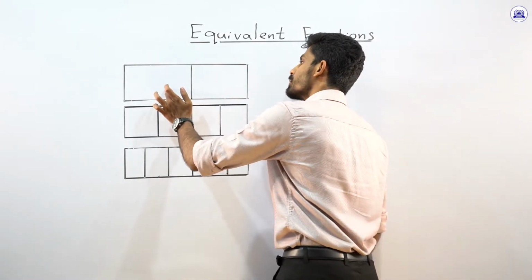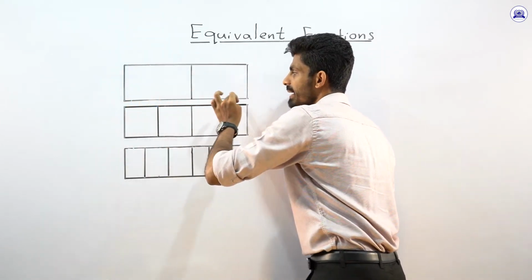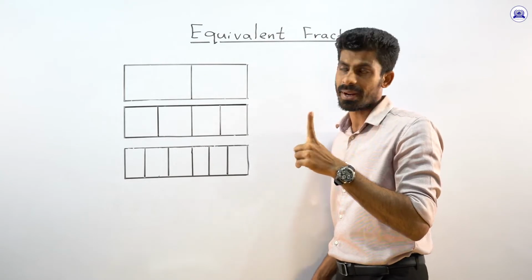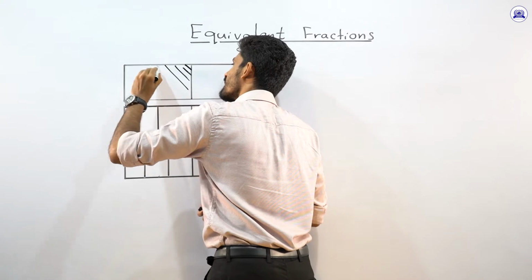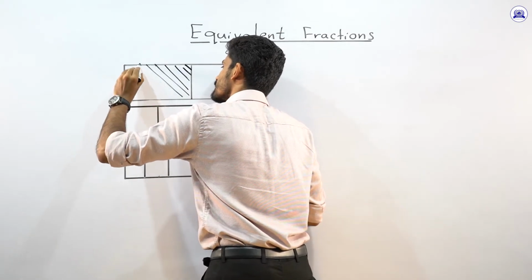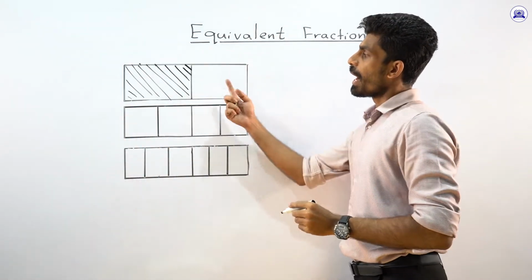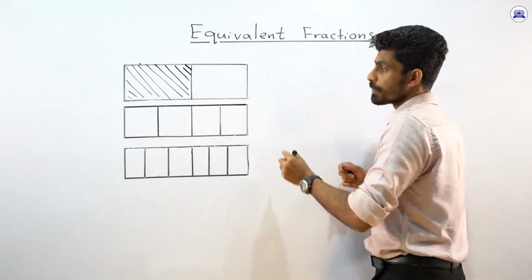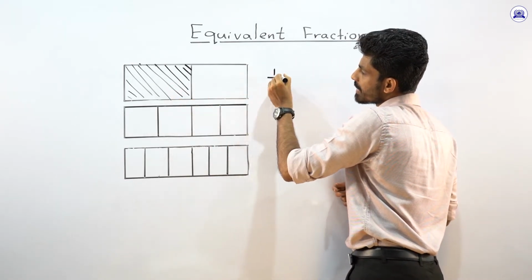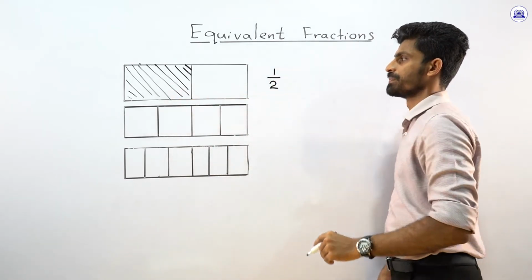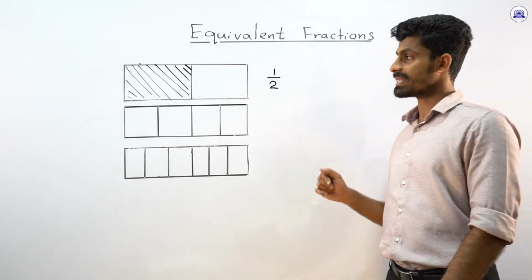In this one, I have two parts. Just consider this ball diagram as one unit. Then I'm going to color this one. How many portions are there? Two portions. So you can mention that as a fraction, 1/2 or half. Very easy.